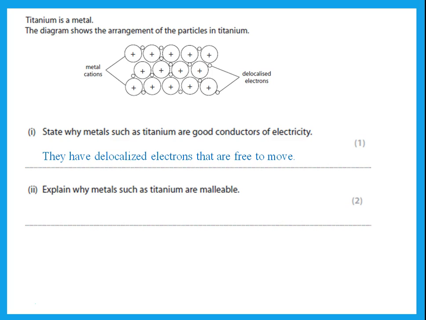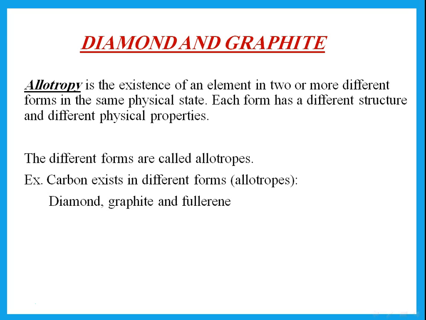Explain why metals such as titanium are malleable. We said malleable is because the layers of positive ions can slide over each other. Do we understand this? Now, another example of giant structures is diamond and graphite. And diamond and graphite are allotropes of carbon. Allotropes means two or more different forms in the same physical state.